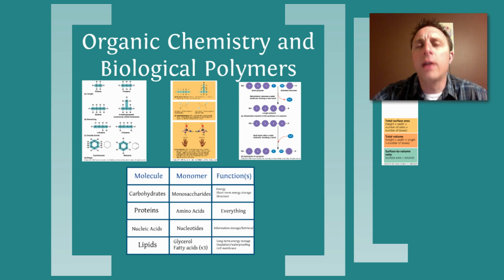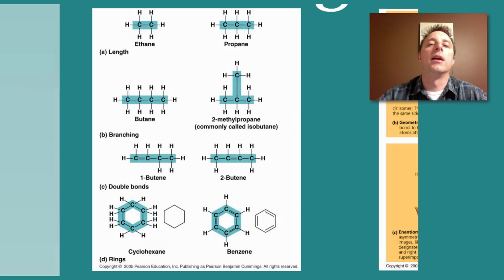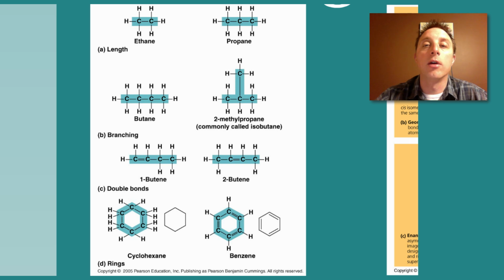All right, so other chemistry we talked about, we spent a good bit of time talking about organic chemistry and biological polymers. Organic chemistry is the chemistry of carbon. And carbon is a very interesting molecule. It makes all kinds of interesting shapes. It bonds with lots of different elements.